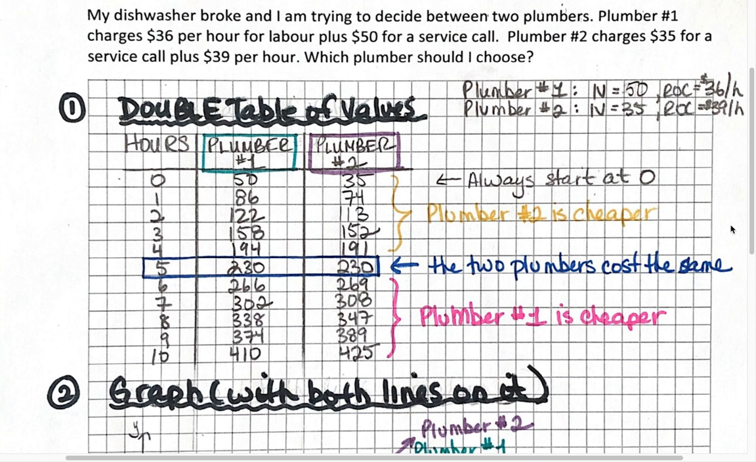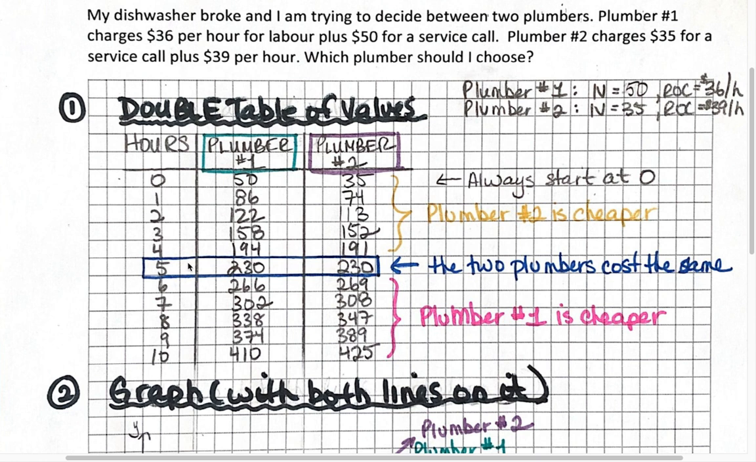Once we create the double table of values, it becomes a little bit more simple to compare the prices. First of all, when I look at my table of values, the first thing that pops out at me is this value right here. I highlighted it because it's a really important value. After 5 hours, the cost of hiring plumber one would be $230 altogether. That would be my bill from plumber one. And my bill from plumber two would also be $230.